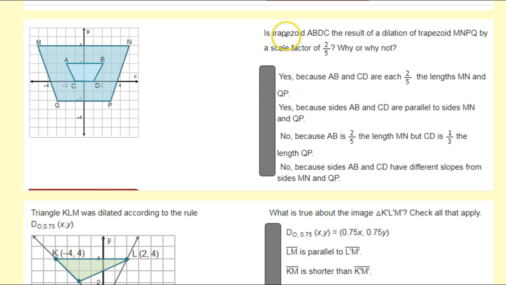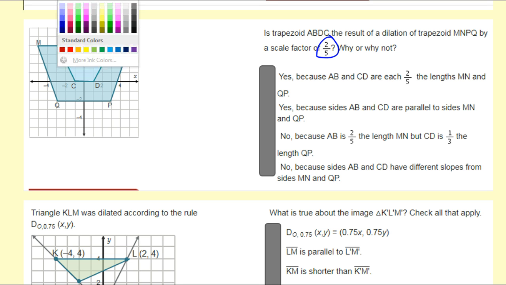Alright, in this problem, is trapezoid ABCD the result of a dilation of trapezoid MNQP by a scale factor of 2/5? Why or why not? So, if this is a dilation, then if I make fractions out of all the corresponding sides, all of the fractions should simplify down to 2/5. So let's start with the horizontal lengths. Let's see. So the top length here is 4.